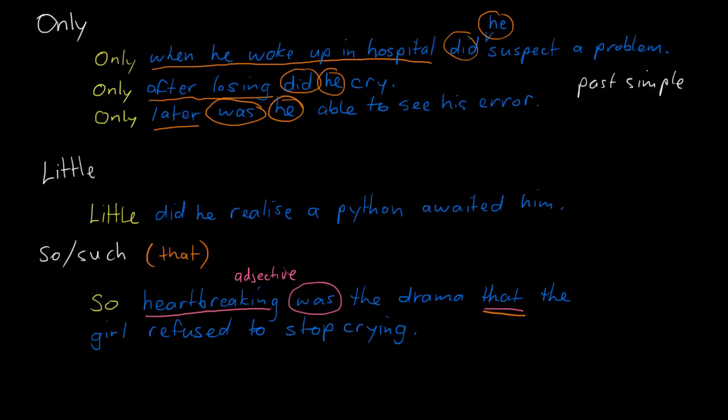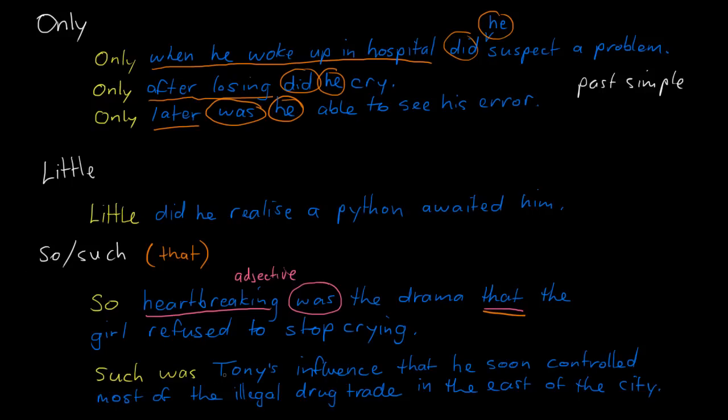Now let's look at another. Such was Tony's influence that he soon controlled most of the illegal drug trade in the east of the city. So again, we've got that being used, but it's slightly different in that we have such was. This is different to how we use so, because with so you have the adjective here. With such you follow it with was, and then whatever it is that you're talking about.